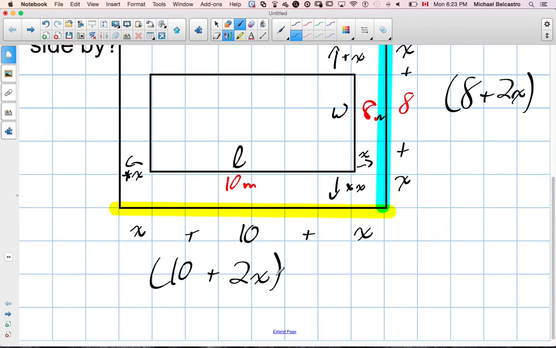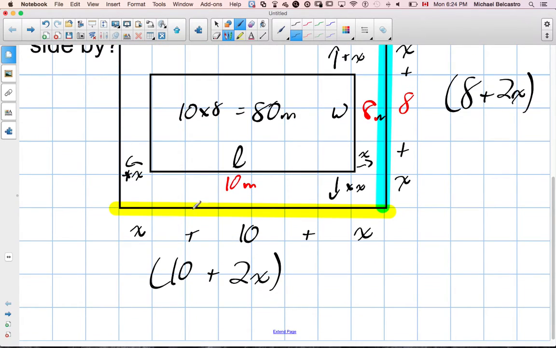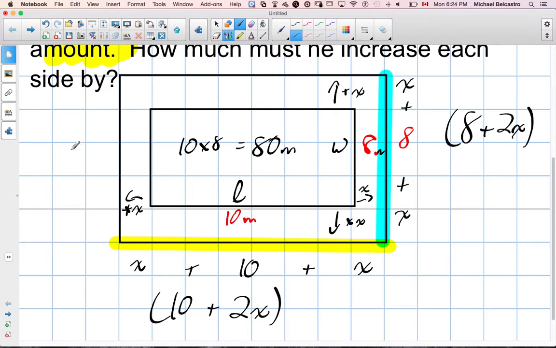Okay. Some other stuff that's important. We need to know the original area. The area of this is 10 by 8, which means the original area was 80 meters squared. And he said he wanted to double the area. So the new area, the larger playground, is going to have an area of double 80. So we multiply by 2. It's 160 meters squared.